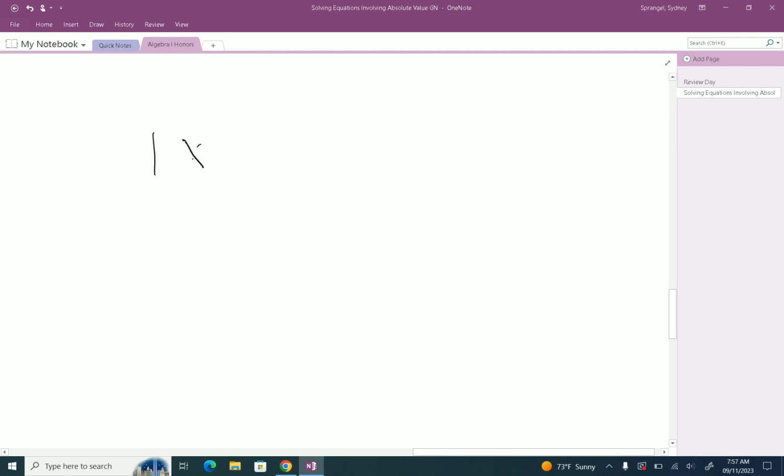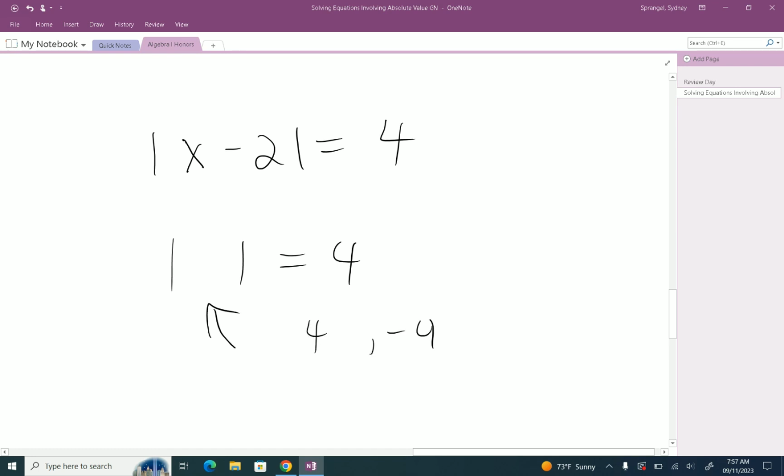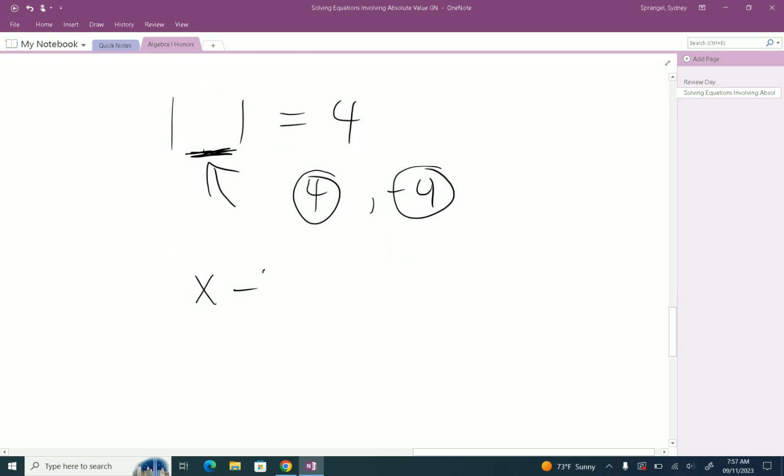Sometimes we're going to have absolute value bars around an expression. So here I've got the absolute value of x minus 2 is 4. So first let's think about what numbers can produce 4 as an absolute value. What could go here? 4 and negative 4. So either 4 or negative 4 has to be in this spot. So I need to solve for when x minus 2 is both 4 and negative 4 to find out what x is. So we set x minus 2 equal to 4 and x minus 2 equal to negative 4.